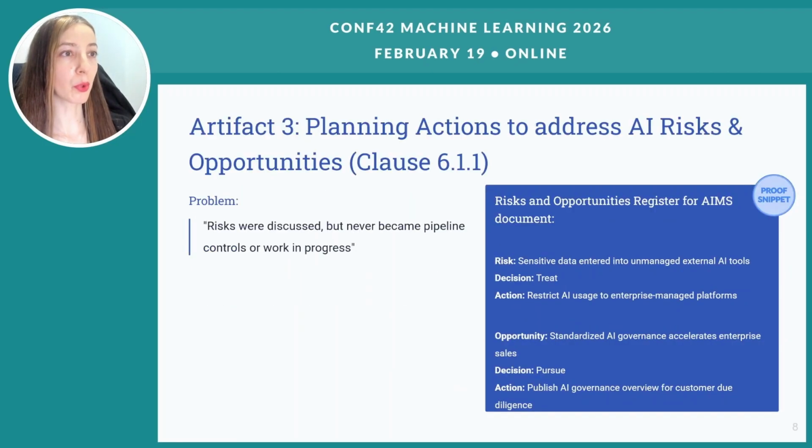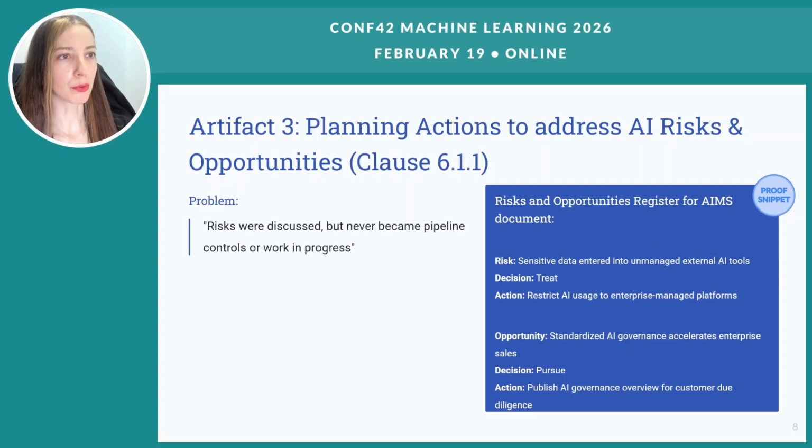enforce changes. We are now in clause 6, planning. More precisely, clause 6.1.1, planning for risks and opportunities. The question here is, what actions will we take once we know specific AI risks exist? We know this pattern. Risks get discussed, even documented, but nothing changes operationally. Nothing changes if nothing changes. Nothing turns into backlog work on the board or real controls because nobody translated them into engineering tasks. This artifact exists to drive that planning and translation into action.